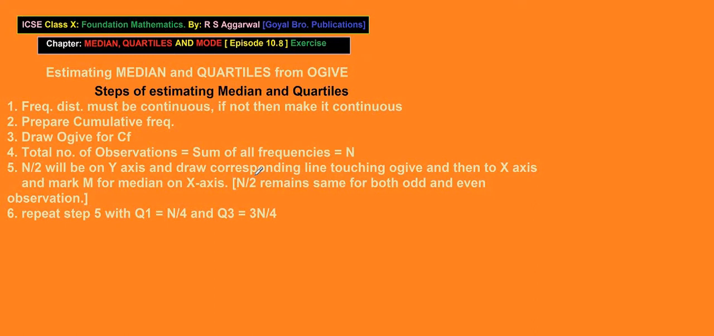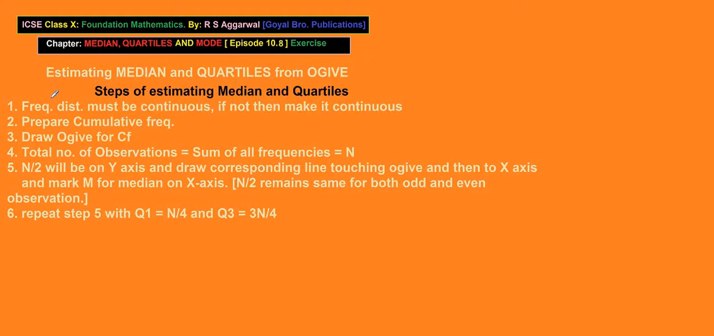We are with the chapter Measures of Central Tendency, and in that one we have already seen about mean. We have also seen about median and quartiles. We are still required to go on to the mode, but in this episode 10.8 we are going to talk about estimating median and quartiles from Ogive.